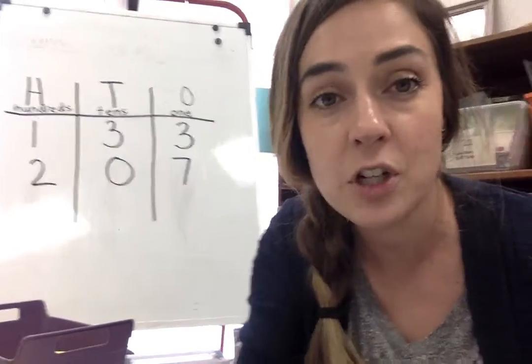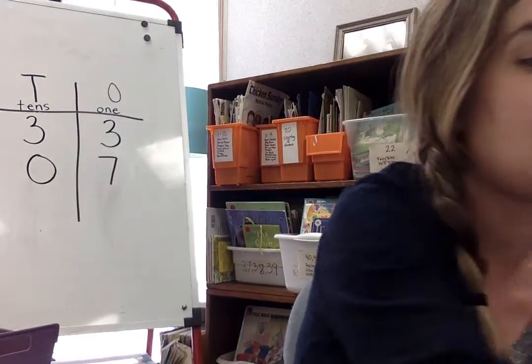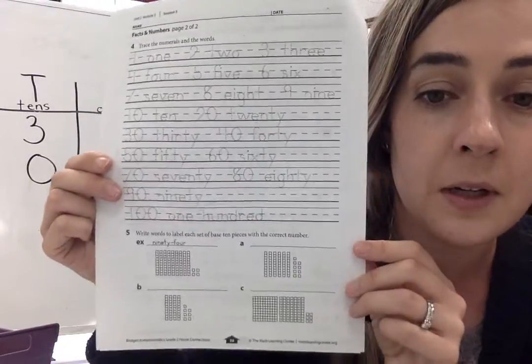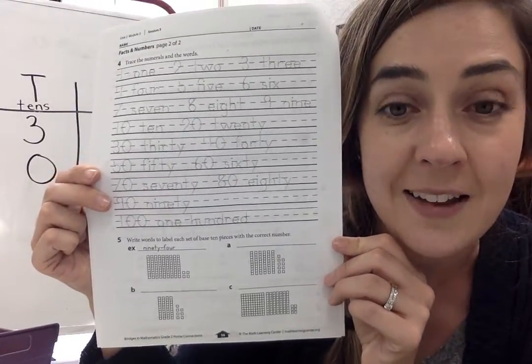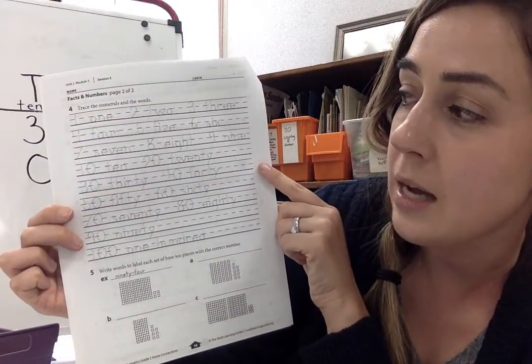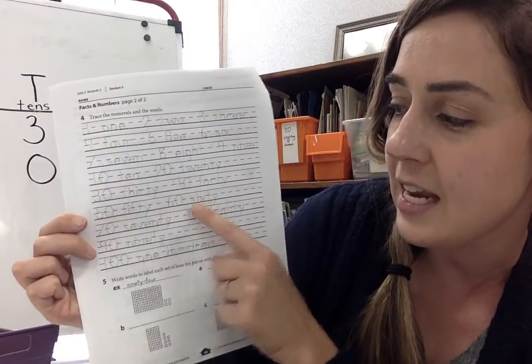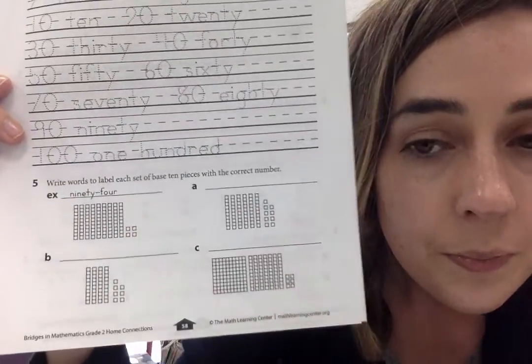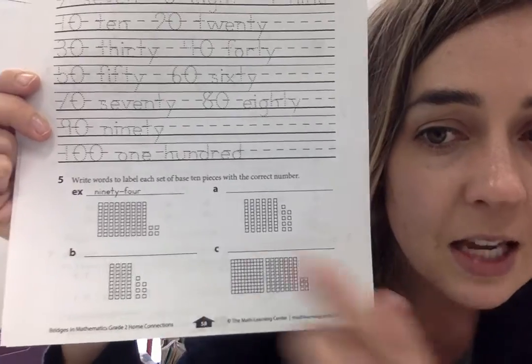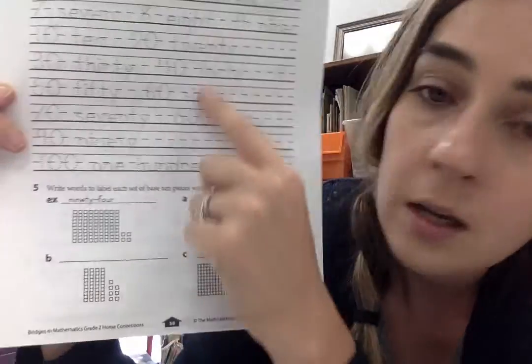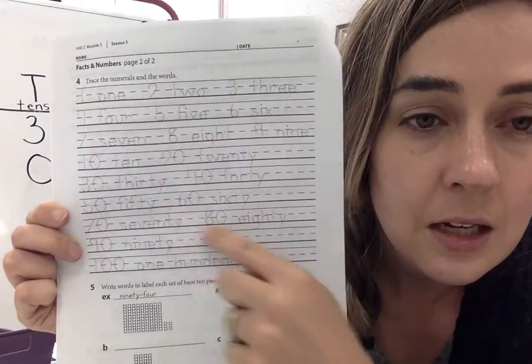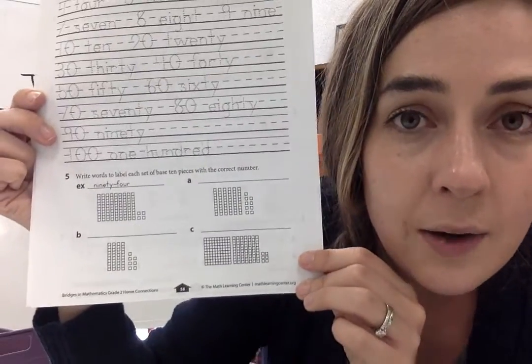All right, and then after you're done with that, you will be completing this page in your math packet that I sent home. Okay, so you're going to trace the numbers 1 through 9, or 1 through 10, and then it goes up by 10. So 20, 30, 40, 50, 60, 70, 80, 90, 100. And then you need to count the base 10 blocks and write the number. So this is 94. You can use these numbers up here to know how to spell everything.